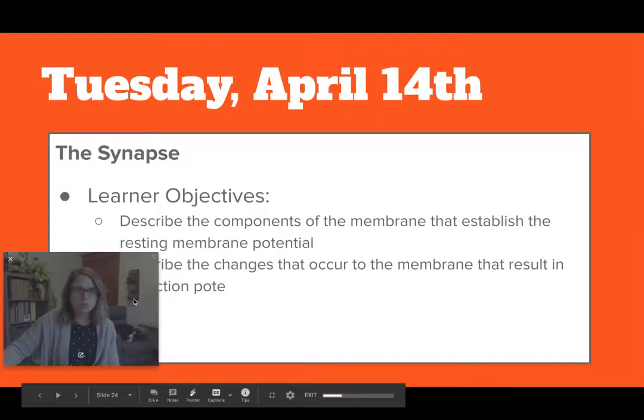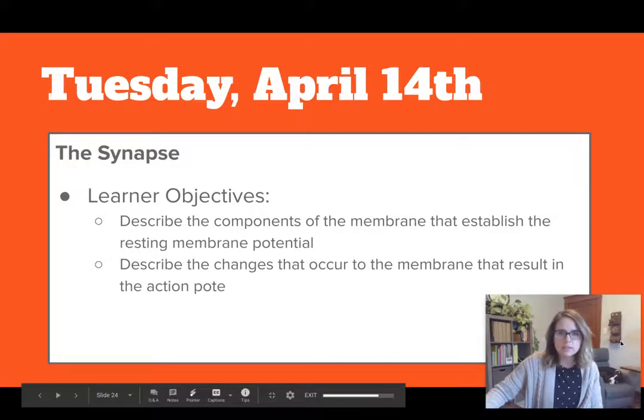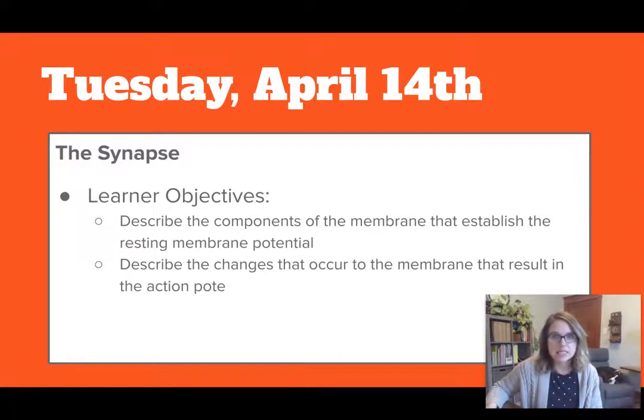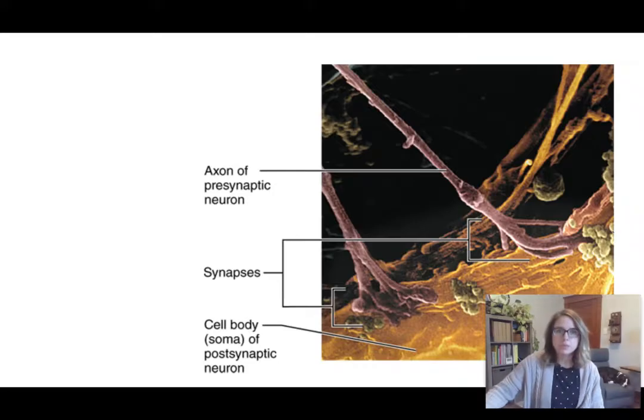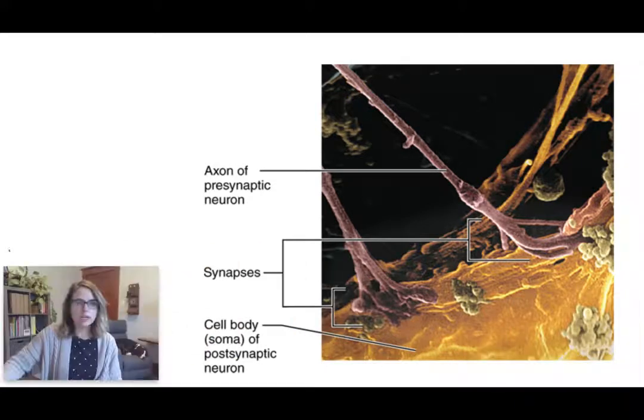It is Tuesday, April 14th, and we are here today to talk about the synapse in the neuron. This is basically where two neurons come together. This picture isn't in your packet, but I wanted to show you this electron microscope image of what the synapse looks like.